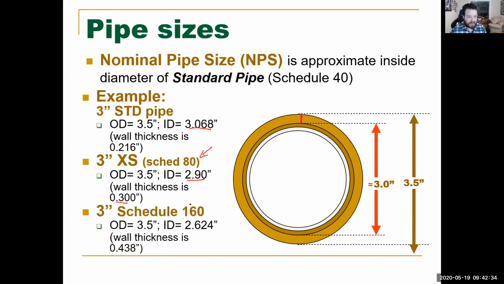And then we go to Schedule 160, and now keep in mind, we're still in a 3-inch outside diameter piece of pipe. All right, so its outer diameter is 3.5, and its inner diameter is now decreased to 2.6. All right, and it's almost a 0.5 inch thick.